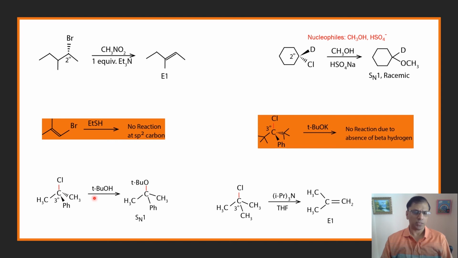Let's look at this example. This is a tertiary halide, and t-butanol is a very weak nucleophile or poor nucleophile, and so this tertiary carbon or halide will lose the chloride and form a carbocation. The carbocation is stabilized because it's next to the phenyl, as well as next to 2 methyl groups, and it's a tertiary carbocation, so it's much more stable, and so it will be formed, and then t-butanol will attack the carbocation from either side.